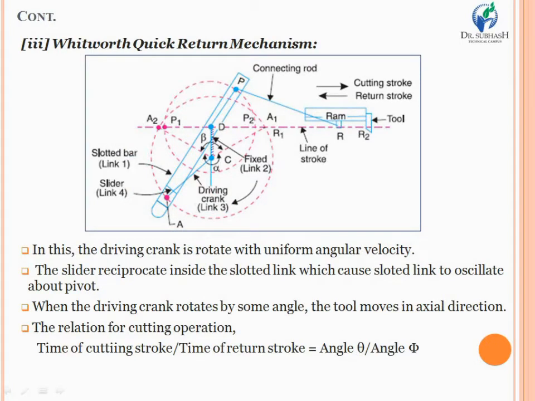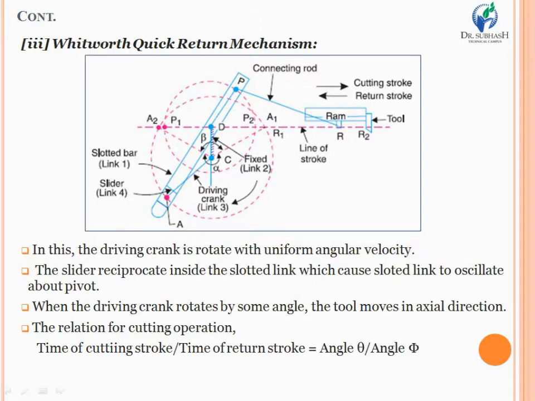The third type of mechanism is the Whitworth quick return motion mechanism, that we are going to discuss. This mechanism is widely used in specific workshop machinery like the shaper machine, in which this type of mechanism is especially used.